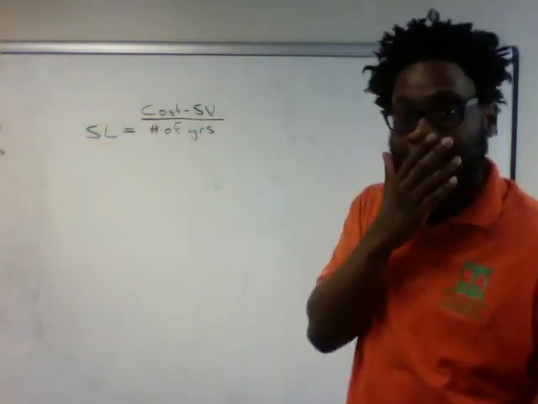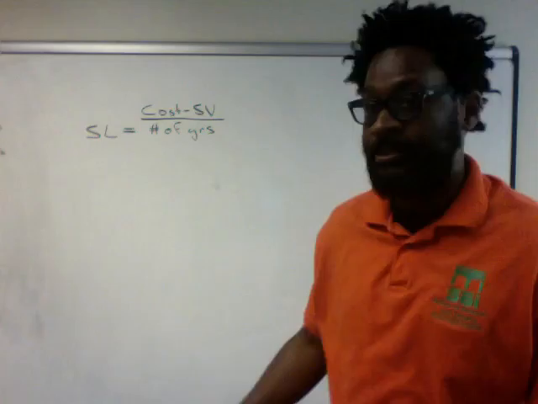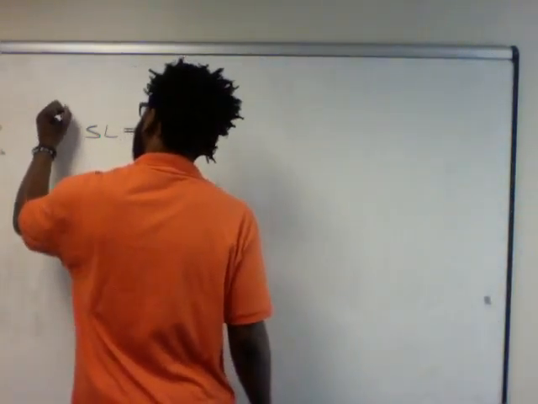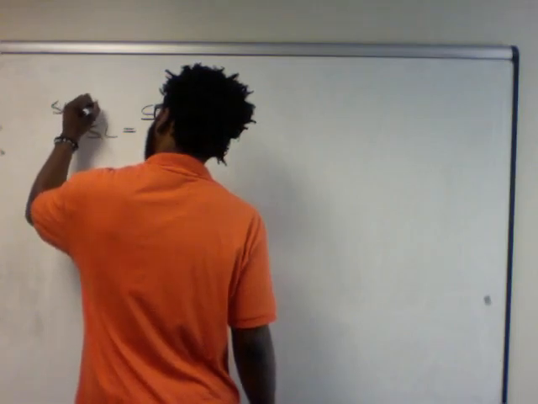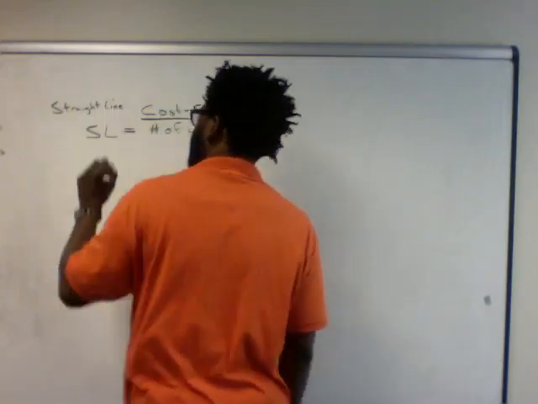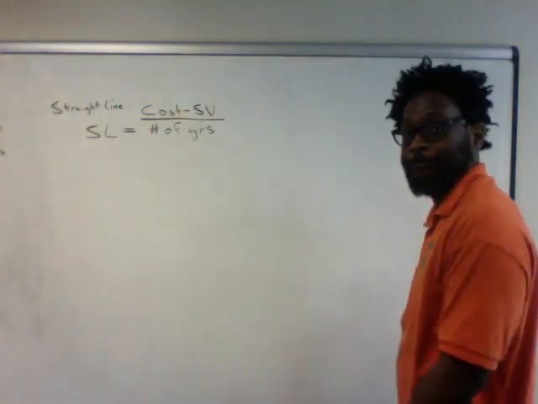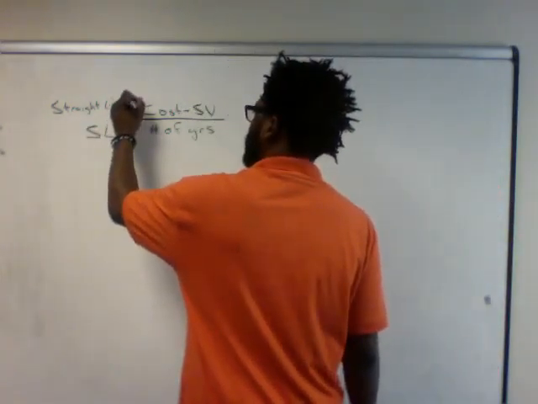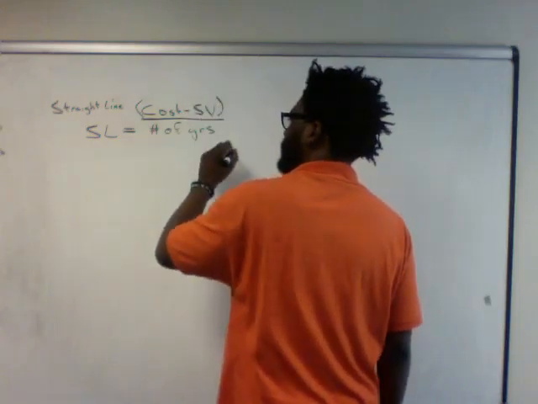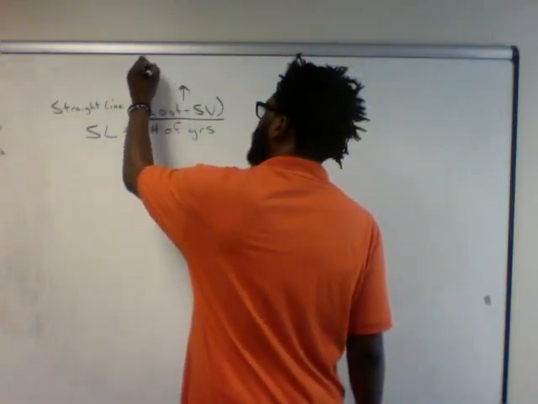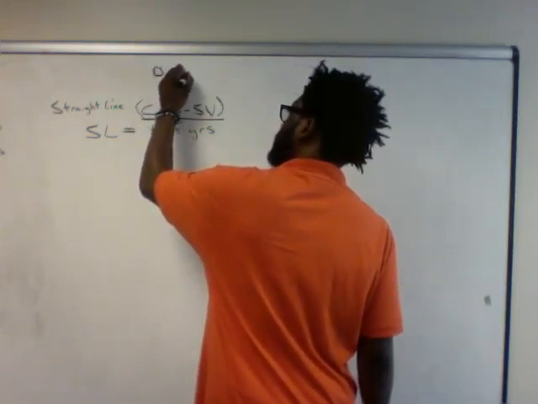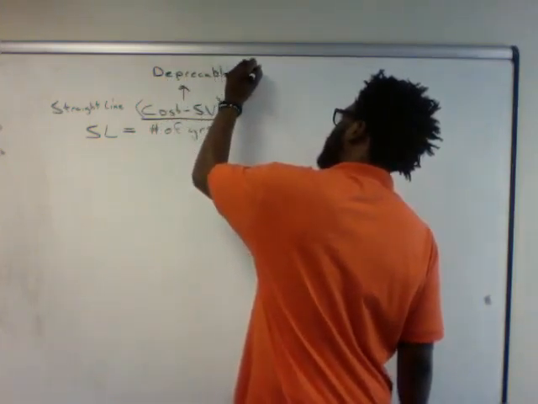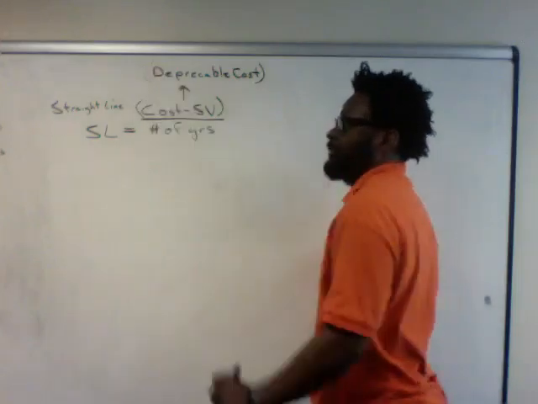So we have cost minus salvage value divided by number of years. That's your straight line, SL, straight line depreciation calculation. Okay? And so we already know that anytime, like I mentioned before, when you take your cost and subtract your salvage value, we call that depreciable cost. That's just basically saying that's the most we're going to depreciate it for. That's the cost that we're going to depreciate it for.